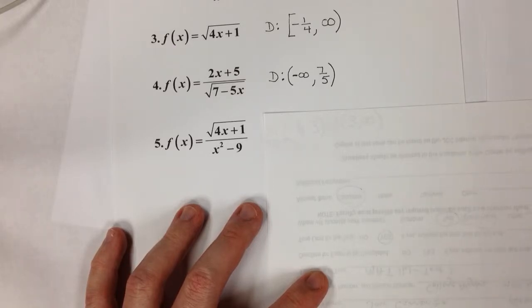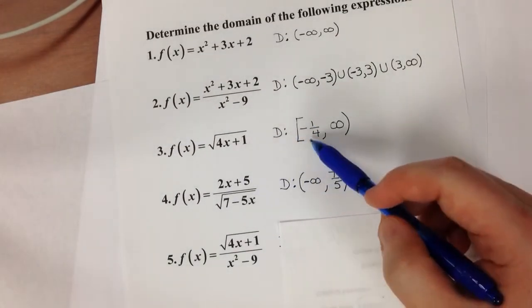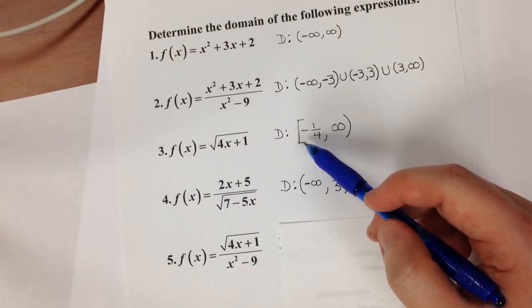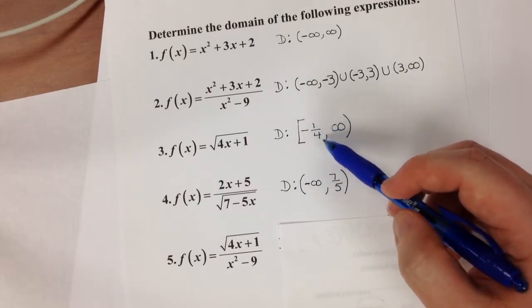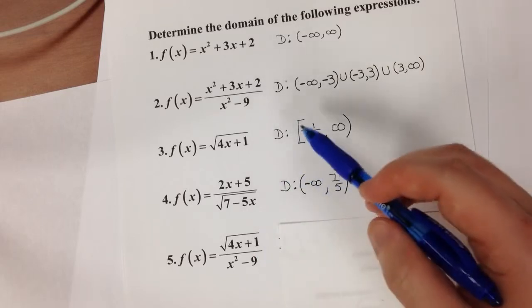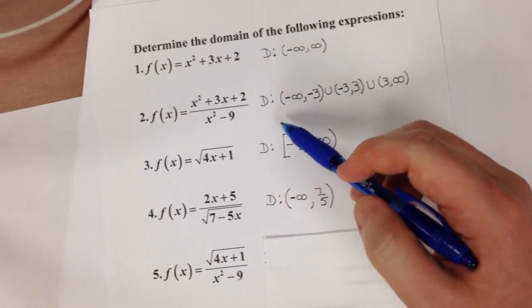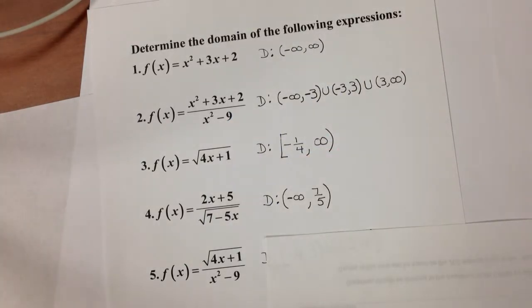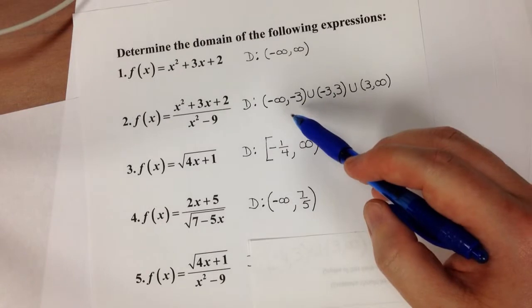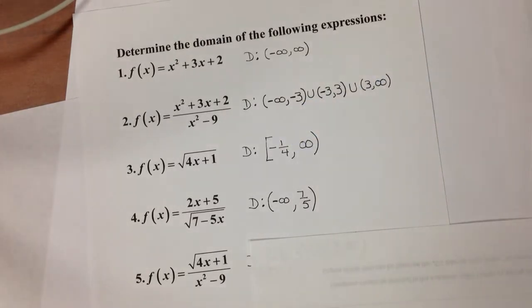Just going back, we had the square root of 4x plus 1, which consists of the domain where we had the set of all values of x greater than or equal to negative 1/4. And back in number 2, we had x squared minus 9, which we could not have equal to 0, and it was from the restriction that x squared minus 9 could not be 0 that the domain comprised the restriction that x cannot be negative or positive 3.